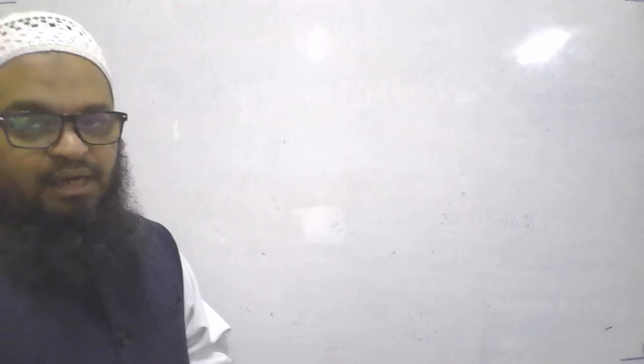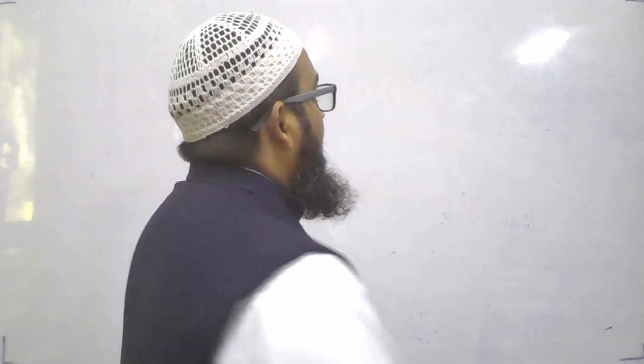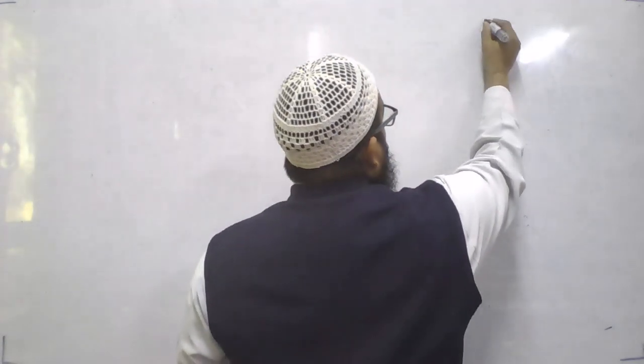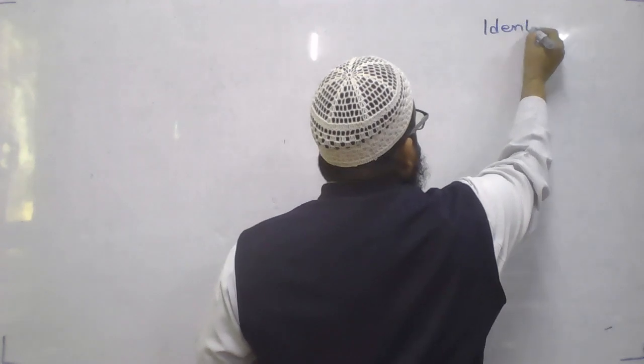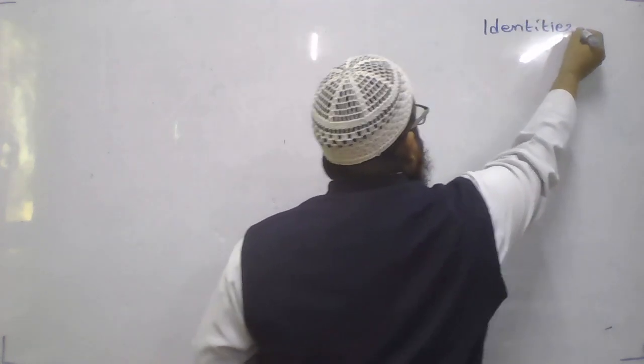Welcome back to the series of grade 9 polynomials, chapter number 2, textbook exercise series. Yesterday we saw the identities 1, 2, 3, 4, which we studied in grade 8. Is it right? So let me recall the algebraic identities which we have learned in grade 8.